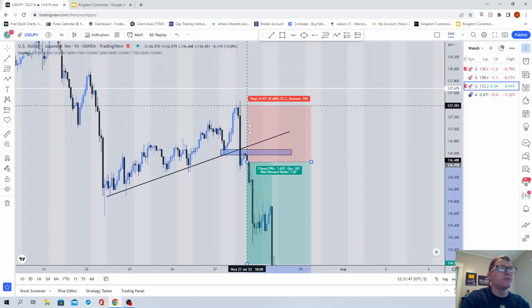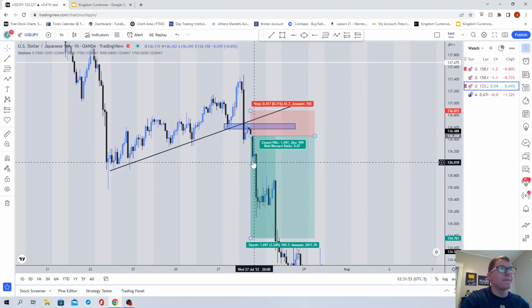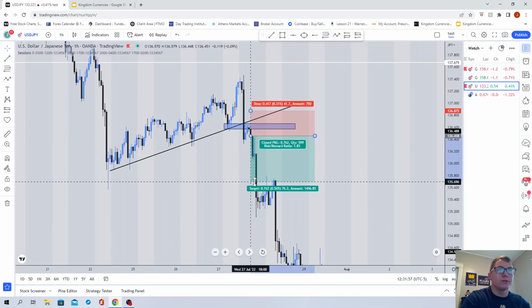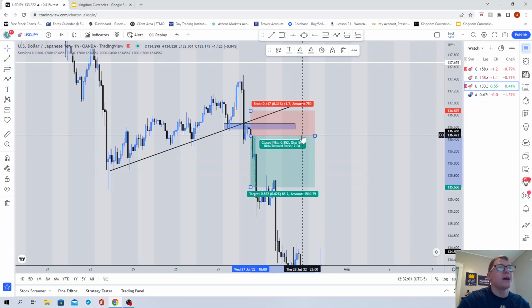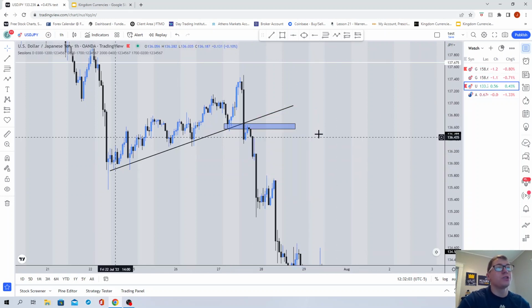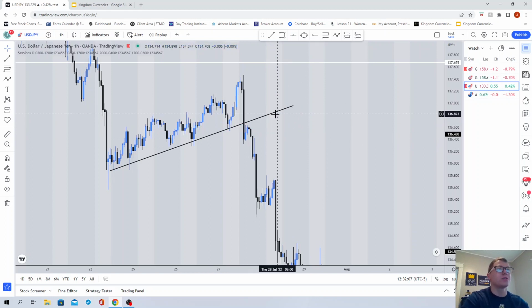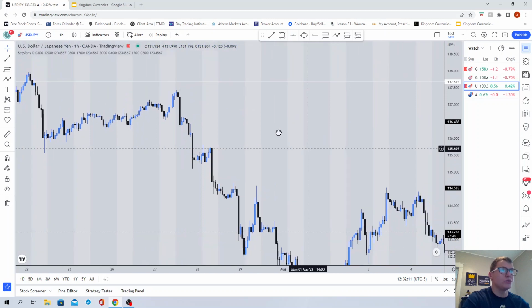Stops go above, either this level, or you could go up here, however you want to do it. I would do something like that. And then you're just targeting either these lows over here to the left, or I don't know how you would use a trend line, but I'm just showing you different setups based off of trend lines. And then obviously it works the same way if it's a bearish trend.